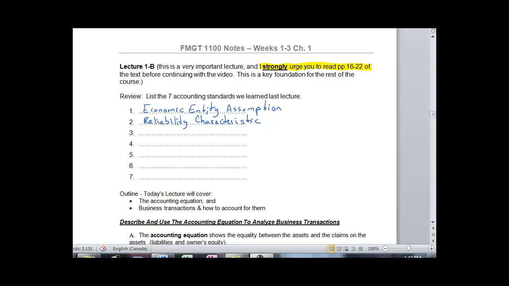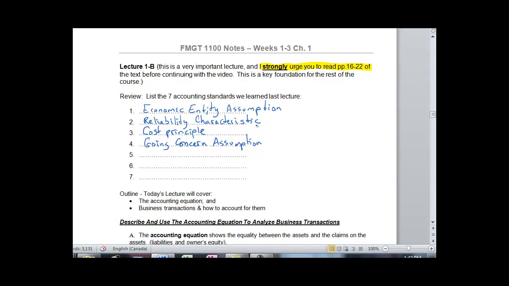The third principle that we talked about, or standard that we talked about, was the cost principle. And this flows a bit from the reliability characteristic in that it states that assets and services should be recorded at their actual or historic cost, what was actually paid for them. The fourth standard is the going concern assumption. And I should add that the order of these is not critical, as long as you sort of get all 7 and have a rough idea of what they mean. That's what's important. So the going concern assumption assumes that the business entity is going to remain in business or in operation for the foreseeable future, and this has to do with the way that value is determined.